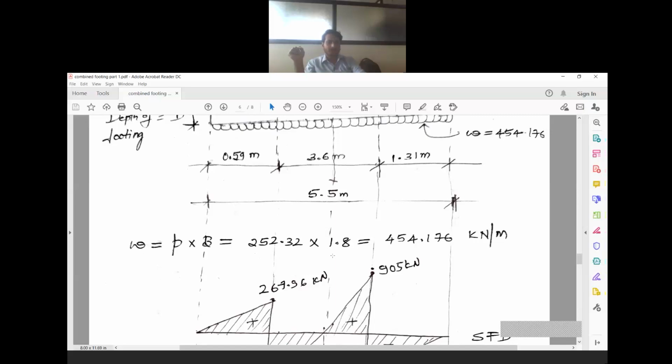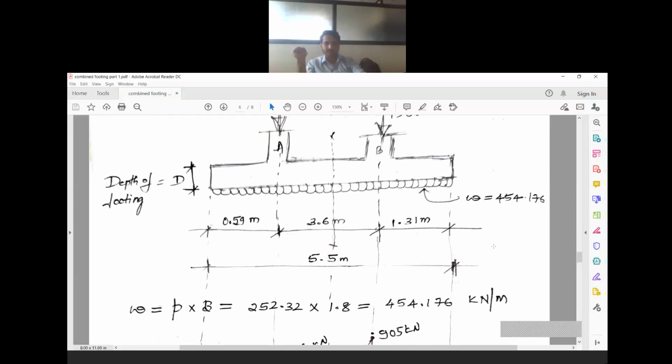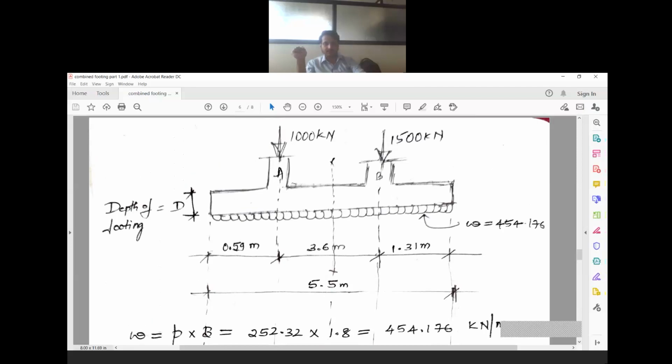So W is equal to p into b, that is the width of the foundation: 252.32 into 1.8, which is the width. The final answer is 454.176 kilonewton per meter. See, this is kilonewton per meter. Okay? Kilonewton per meter is what we have obtained. That is what I have mentioned here: 454.176. Okay? So this is how we have to do the calculation.